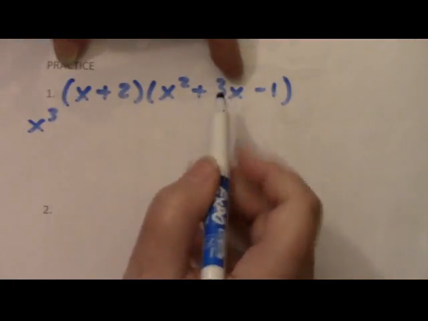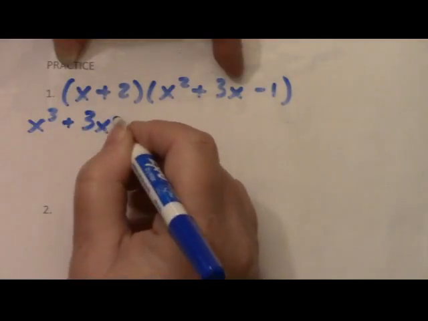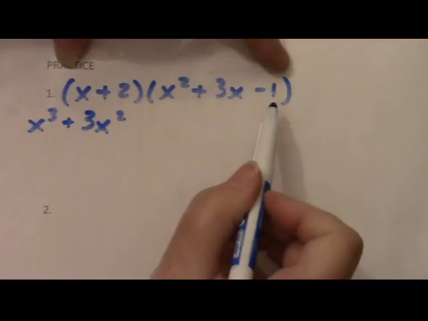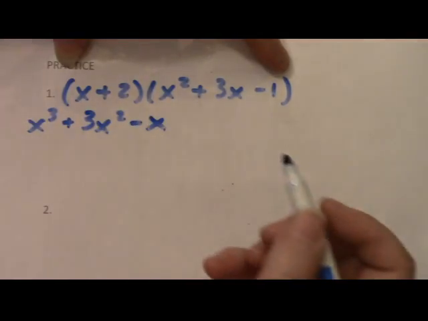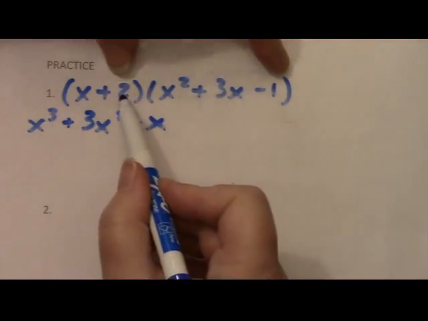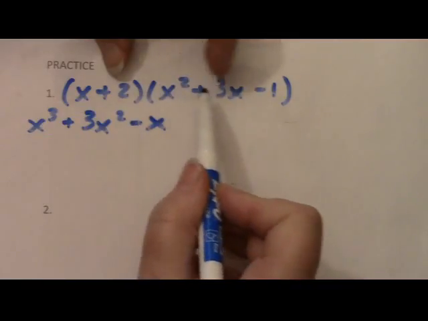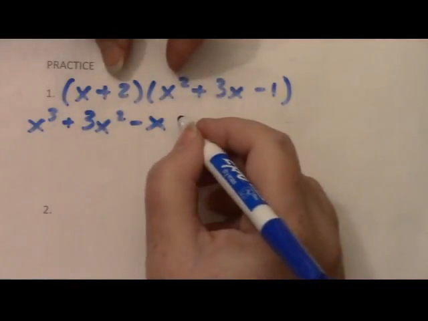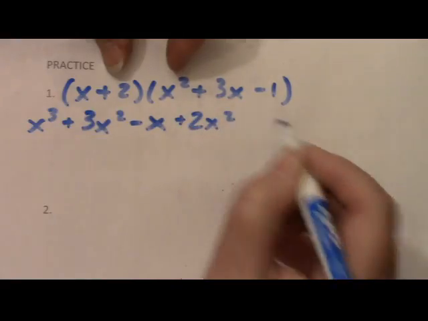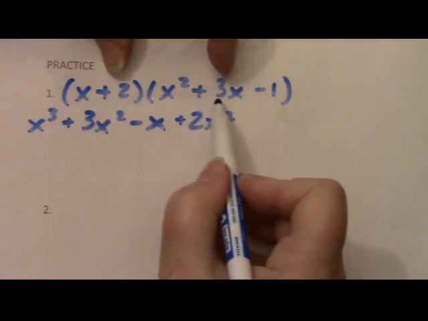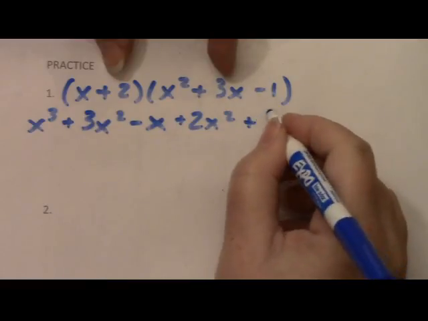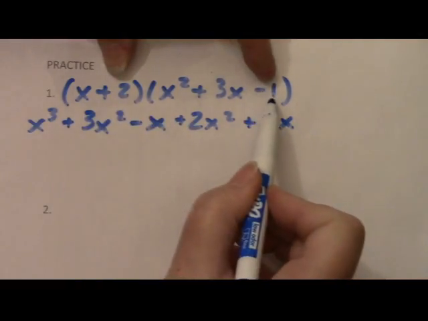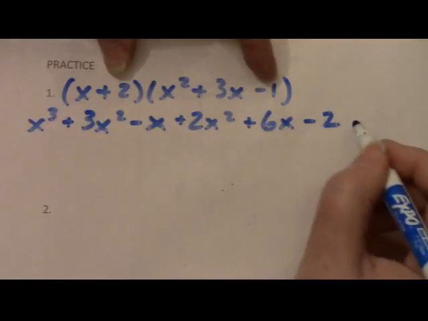X times 3x is a positive 3x squared. X times negative 1 gives me negative 1x, or negative x. Now I'm going to take my 2 and multiply it by each of the 3 terms. 2 times x squared is a positive 2x squared. 2 times a positive 3x gives me positive 6x. 2 times negative 1 is minus 2.